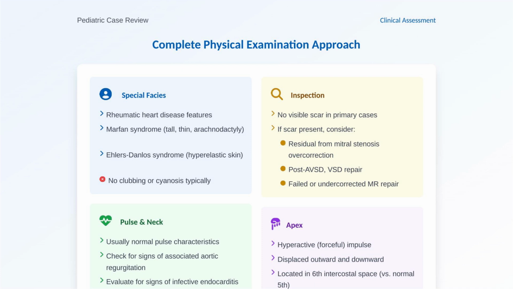Pulse and neck examination are usually normal in pure mitral regurgitation, but clinicians should evaluate for signs of associated conditions like aortic regurgitation or infective endocarditis. Inspection may reveal surgical scars in patients with previous cardiac interventions, which could indicate residual mitral regurgitation following repair of other conditions like atrioventricular septal defects or ventricular septal defects.